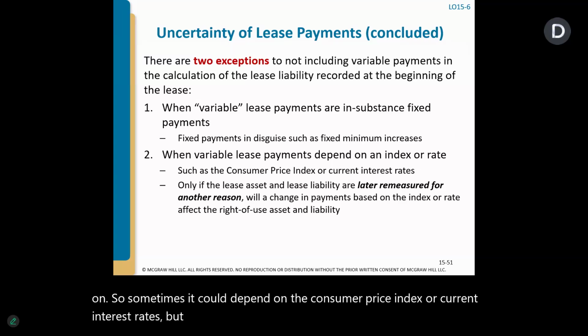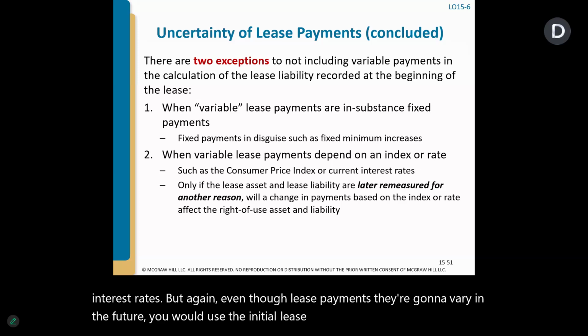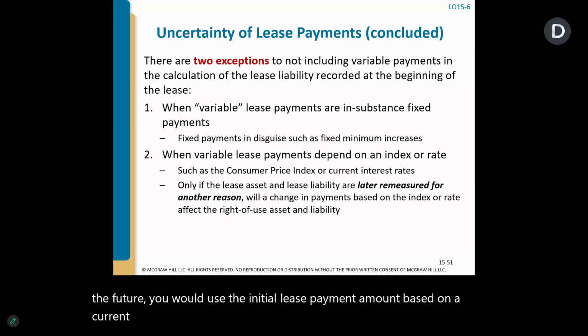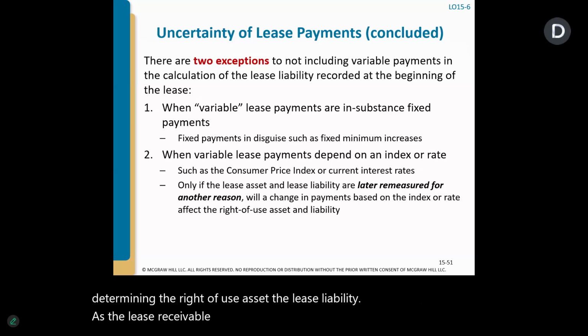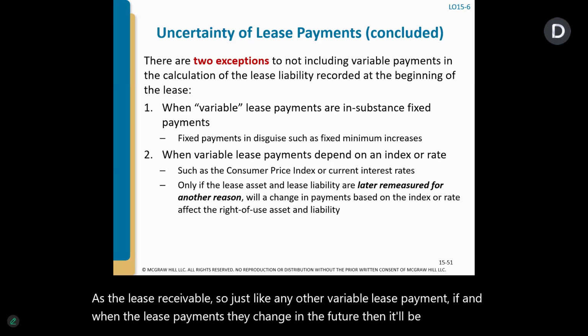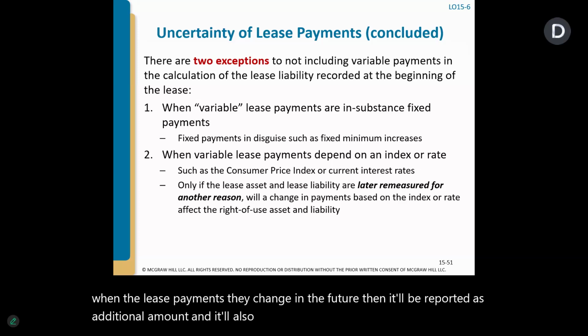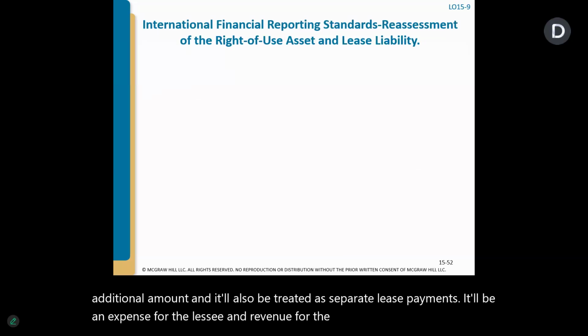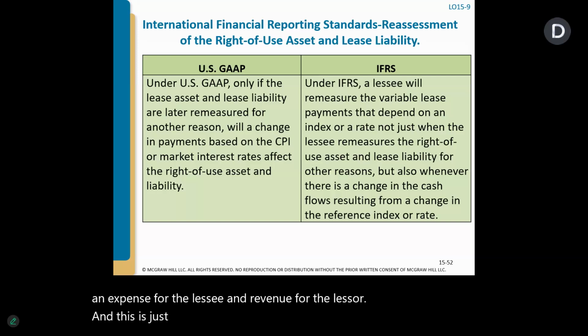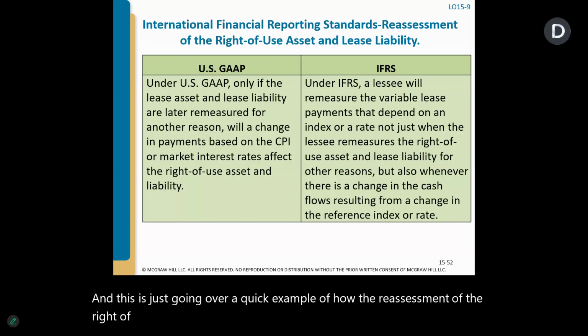But again, even though lease payments are going to vary in the future, you would use the initial lease payment amount based on the current index or rate in order to discount to the present value when determining the right of use asset, the lease liability, as well as the lease receivable. So just like any other variable lease payment, if and when the lease payments change in the future, it'll be reported as an additional amount, and it'll also be treated as separate lease payments. It'll be an expense for the lessee and revenue for the lessor. And this is just going over a quick example of how the reassessment of the right of use asset is treated for US GAAP and how it is treated for IFRS.